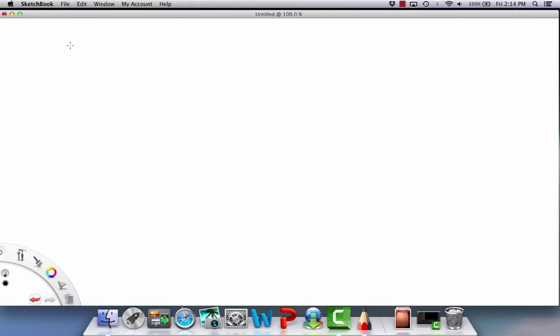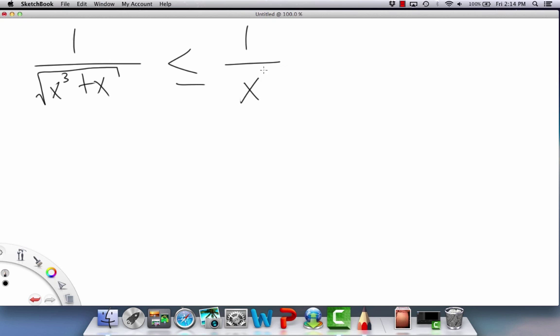So this is what we have. Right now we have x to the third plus x all under a square root. So we want to know, this is less than or equal to what? And this is what I'm going to propose, that this is less than or equal to 1 over x to the 3 over 2.